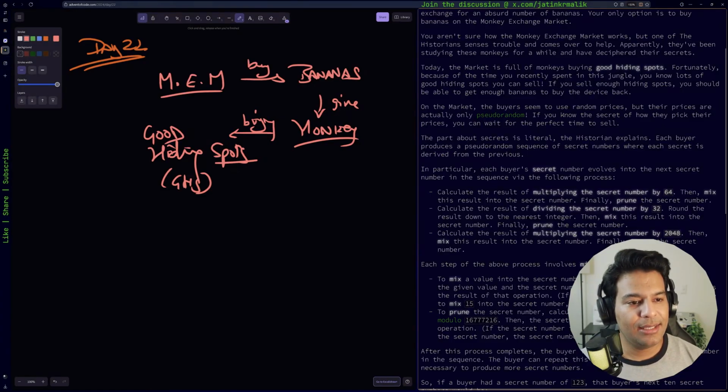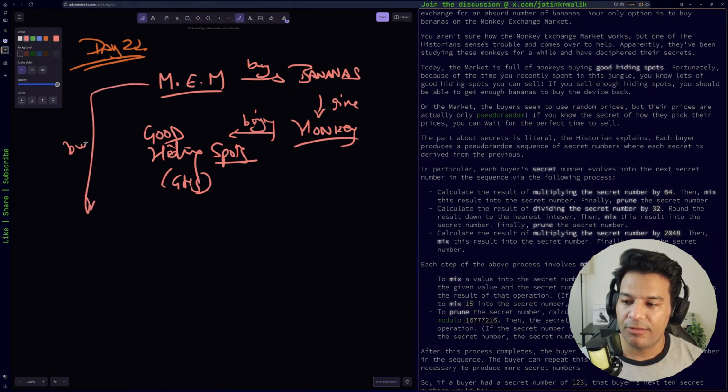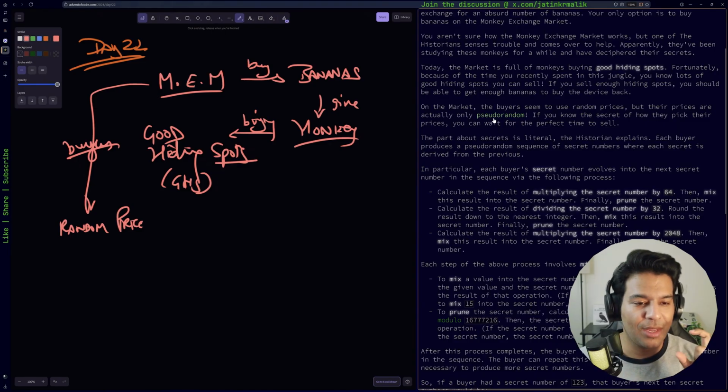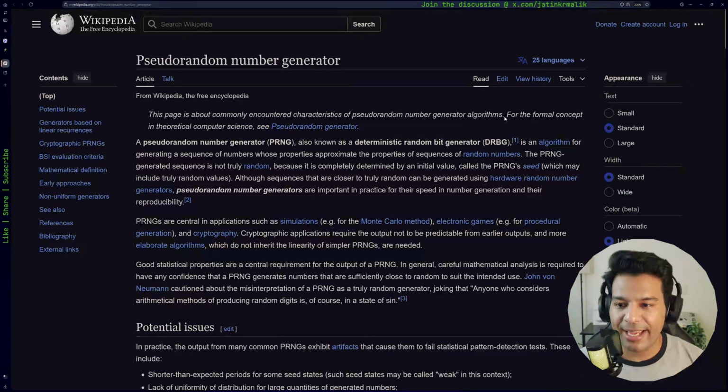On the market, the buyers seem to use random prices. So here we have a bunch of buyers, and they are using some kind of random price. But their prices are actually only pseudo-random. Interesting. So pseudo-random is a technique where there is a function that is generating random-looking numbers, which may seem random, but is not actually completely random. As the Wikipedia page mentions here, it's a deterministic random bit generator. So it's basically an algorithm whose properties approximate the properties of a sequence of random numbers, but it's actually not random.